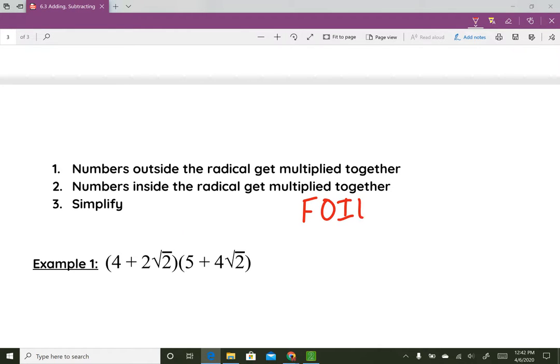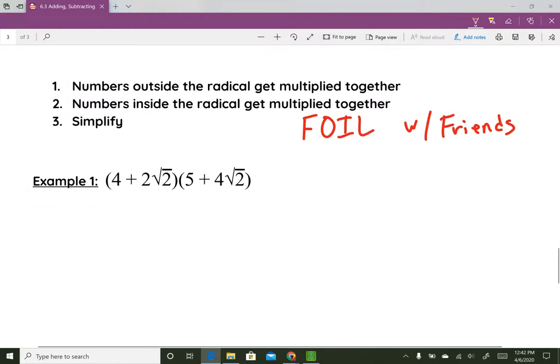So what I need you to do, I need you to grab a friend, family member, brother, sister, stuffed animal, a frog from outside, whatever it is. You can't FOIL alone. We have to FOIL with friends. All right? An imaginary friend, whoever it is, it doesn't matter.